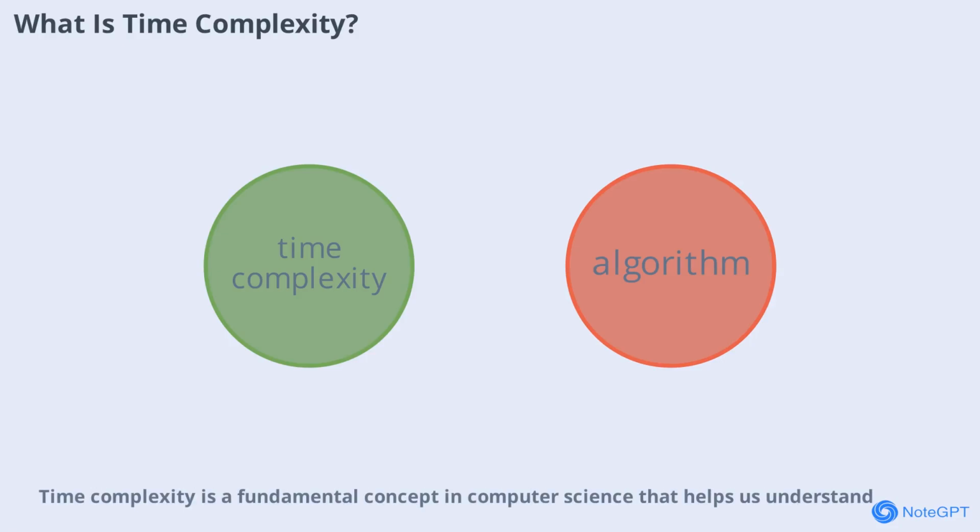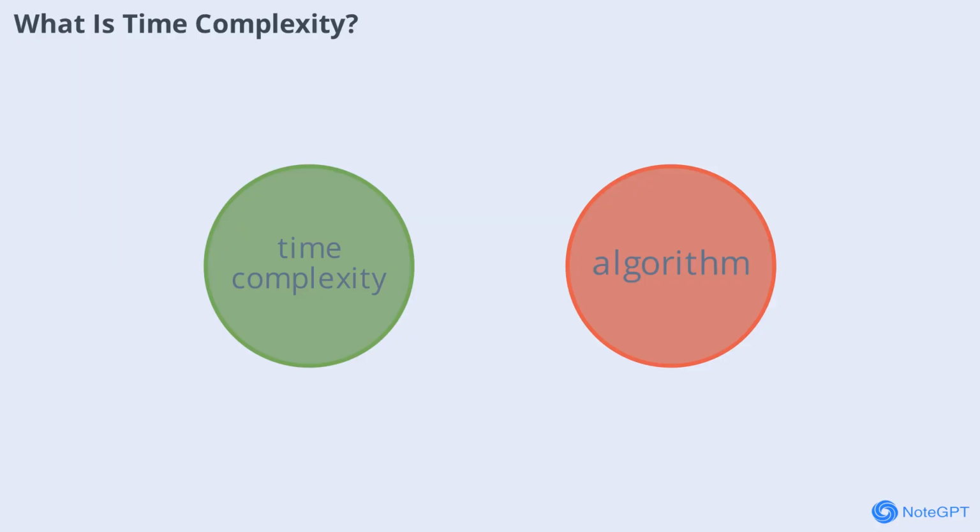Time complexity is a fundamental concept in computer science that helps us understand how the runtime of an algorithm increases as the size of the input grows. Imagine you're sorting a list of numbers. How much longer does it take if the list doubles in size? Time complexity gives us a way to predict and compare the efficiency of different algorithms, so we can choose the best one for the job. Let's start by exploring why this matters in real-world programming and how it impacts software performance.